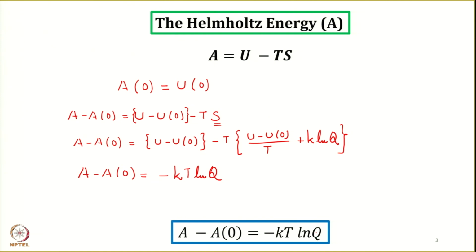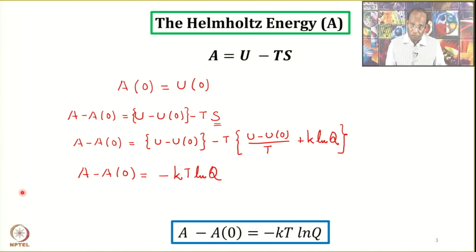Now, remaining, how to then further use it for applications. Depending upon system to system, you will decide whether you need to put Q is equal to molecular partition function q raised to the power N, or molecular partition function q raised to the power N divided by N factorial. Very simple derivation. The first step was, we need to set up the values at absolute zero, and then A minus A0 is equal to U minus U0 minus TS.